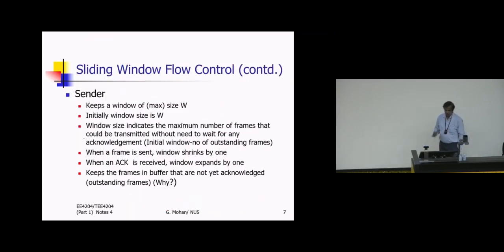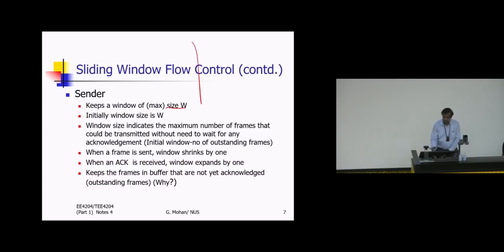Okay, now let's see how it works and why it's called sliding window, why the name sliding window. On the sender side as well as the receiver side, both keep a window of size W. Please note, when we say window of size W, there's no physical window or anything. It's just a software program. Don't get confused. It's just a simple variable W.